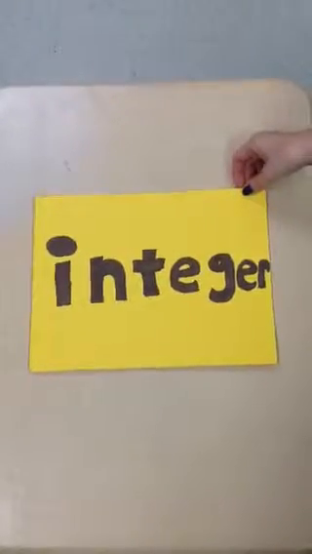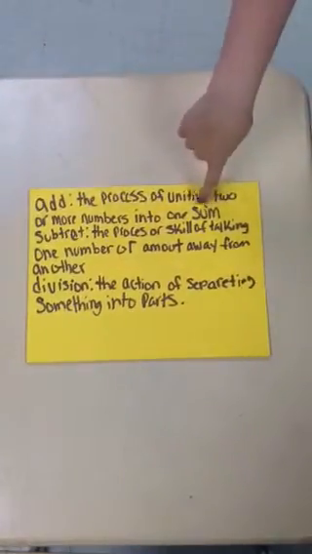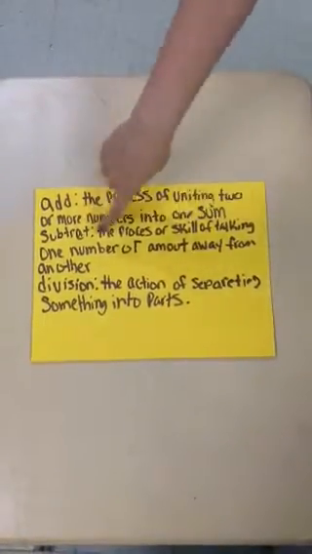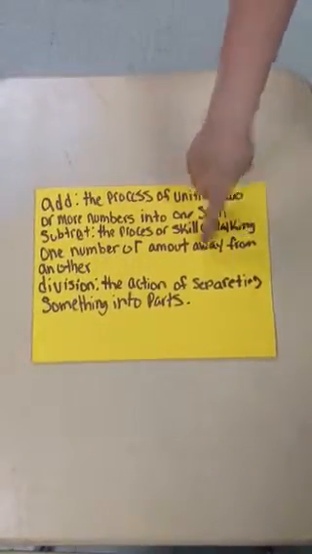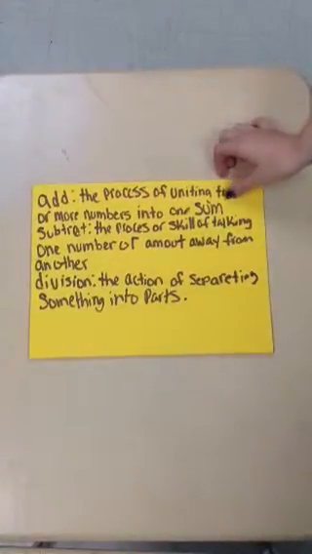Some important vocab is add, the process of uniting two or more numbers into one sum. Subtraction, the process or skill of taking one number or amount away from another. Division, the action of separating something into parts or the process of being separated.